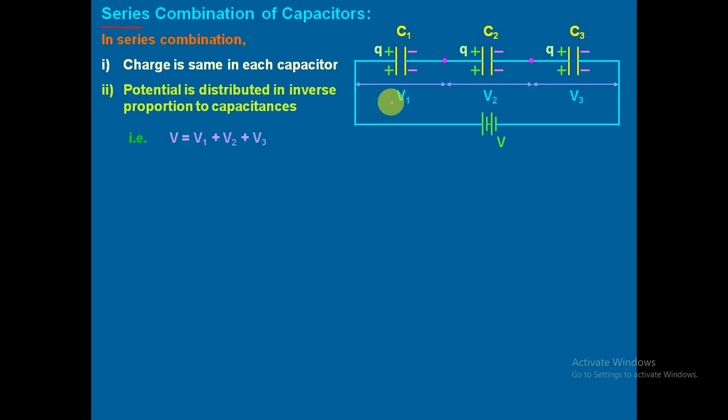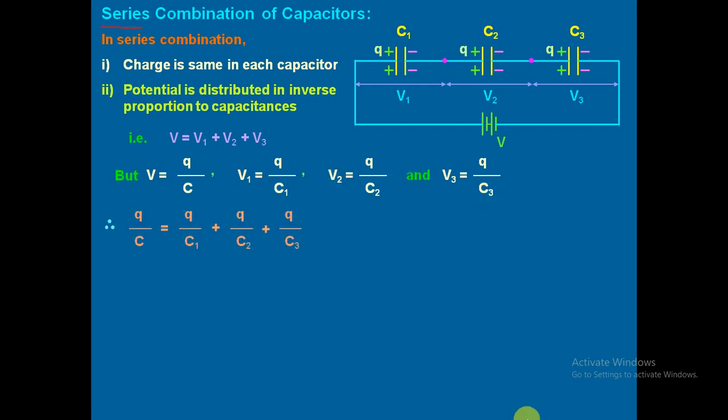But we know that the net potential drop V1 plus V2 plus V3 is equal to V. But V is what? We need to write this potential in terms of the capacitance. So V is what? Q over C. V1 is what? Q over C1. V2 is Q over C2. V3 is Q over C3. So substituting these values of V, V1, V2 and V3 in this equation, you will get V as Q over C, Q over C1 plus Q over C2 plus Q over C3.